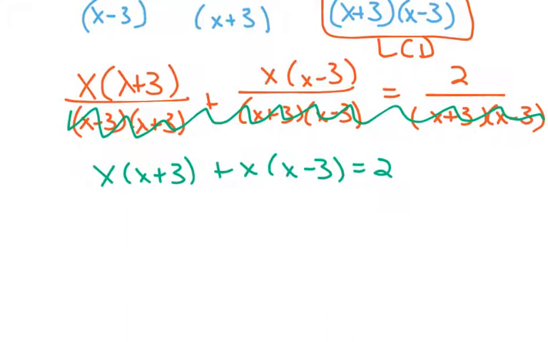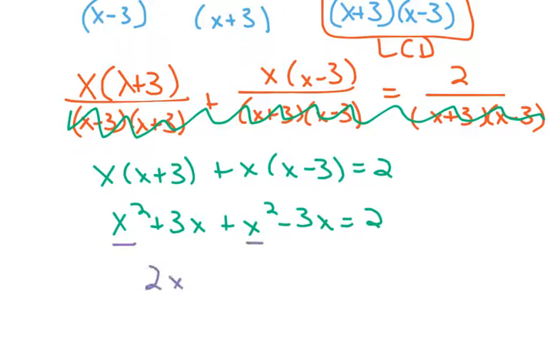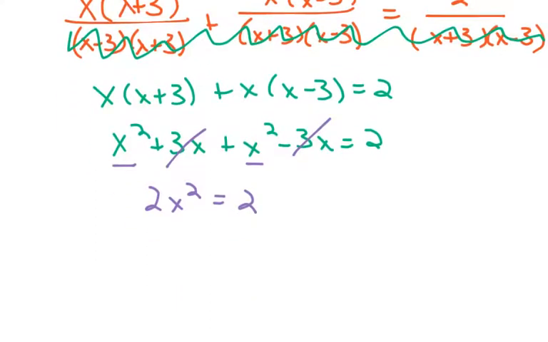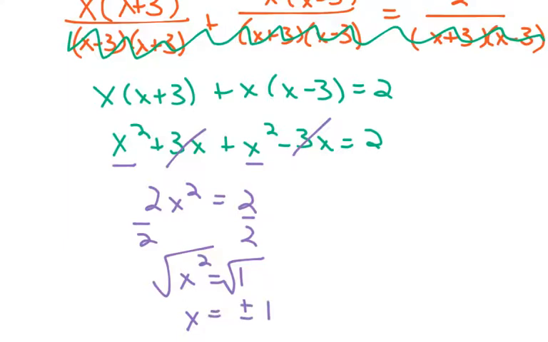Well, we know how to solve that equation. We're going to distribute: x squared plus 3x plus x squared minus 3x equals 2. We're going to combine like terms. 2x squared, 3x and negative 3x cancel, equals 2. I'm going to divide by 2, and I get x squared equals 1. And when I square root both sides, I get x is equal to plus or minus 1. Don't forget, when you take a square root, you're going to put the plus or minus sign there.